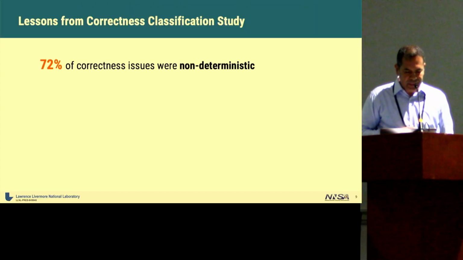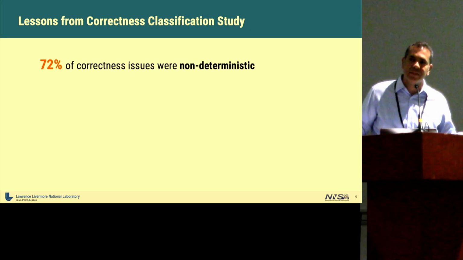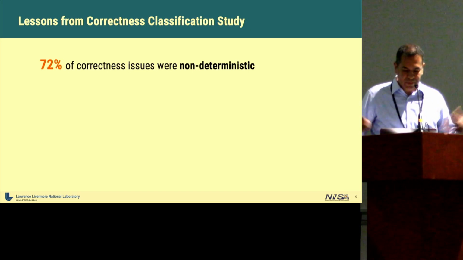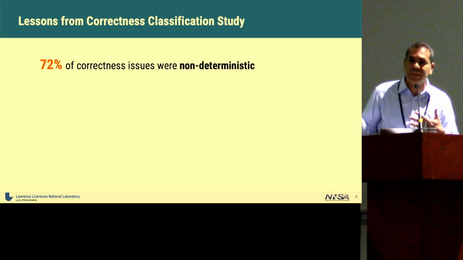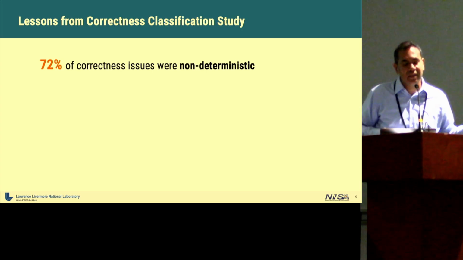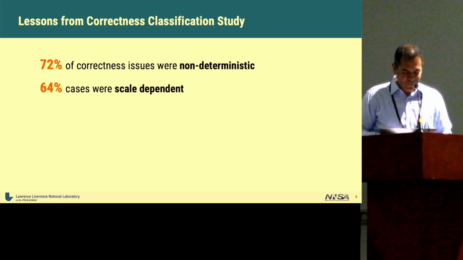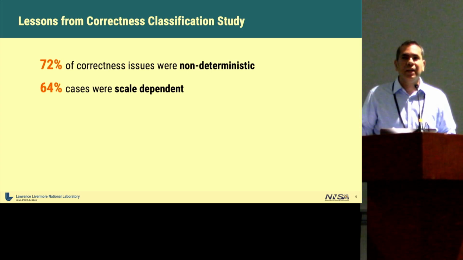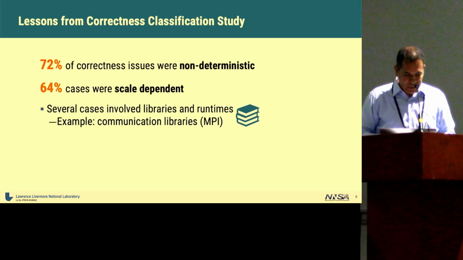So the first thing is that 72% of the correctness issues were non-deterministic. And again, these are correctness problems that people tried to debug, they couldn't, right? They spent a lot of time trying to find where the problem is. And 72% of those cases are non-deterministic. This means that as a community, if we can address that problem, the non-determinism, that will have a huge impact in the community. 64% of the cases were scale dependent. Again, another big problem, where correctness problems actually manifest themselves at large scale, right?